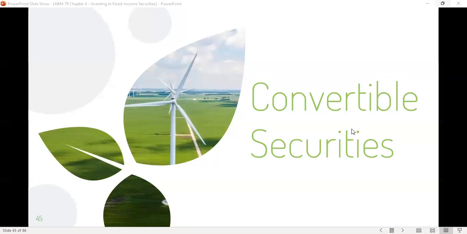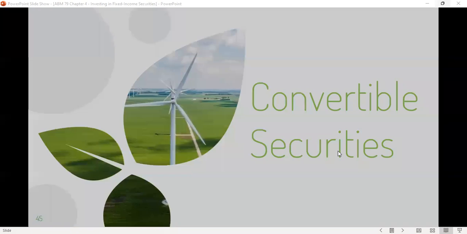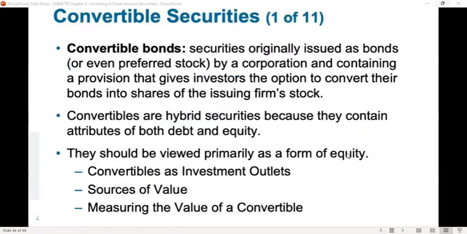Okay, hello everyone. For today's video, I'll be talking about convertible securities as a continuation of the earlier episode. So, what are convertible securities? We'll be talking about them in this topic lecture. So, we have convertible bonds: securities originally issued as bonds or even preferred stock by a corporation and containing a provision that gives investors the option to convert their bonds to shares of the issuing firm.